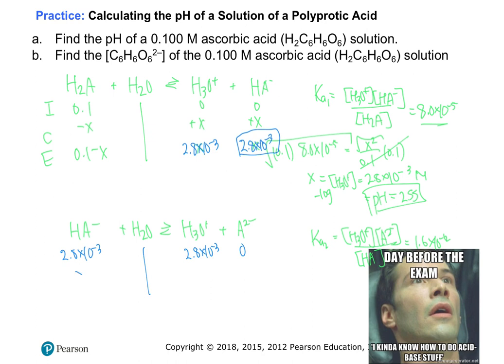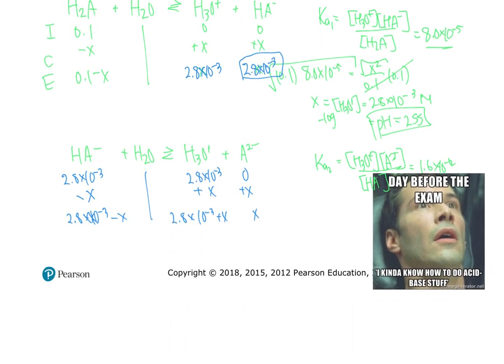So now I'm going to, again, lose some X and gain some X from my products, because I don't have any of my ascorbate. So I have 2.8 minus X, times 10 to the negative third, minus X. And 2.8 times 10 to the negative third plus X, and X. Okay, so now we're going to plug into Ka2. So we saw up there Ka2 is 1.6 times 10 to the negative 12. Now this is so tiny.